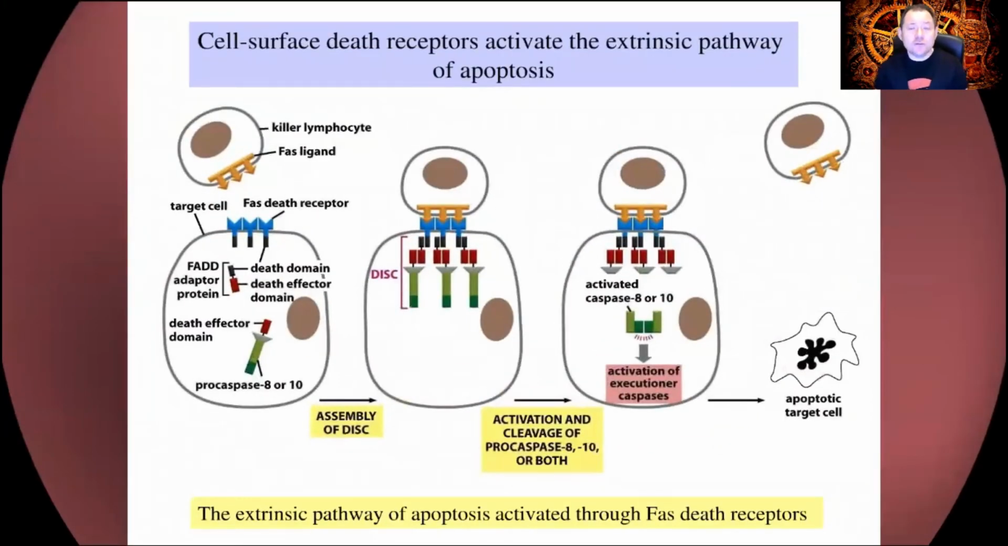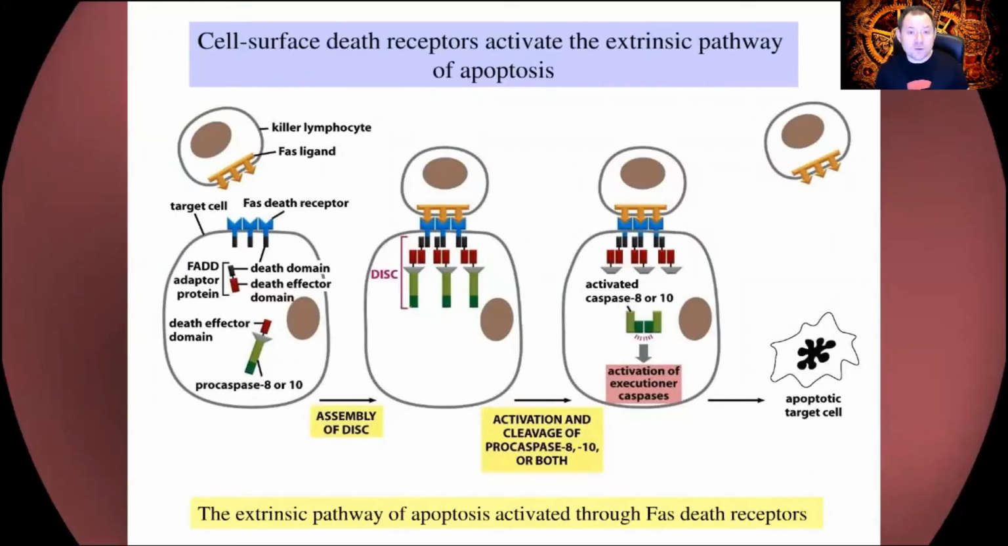Okay, so we're going to go through the two main pathways now. First, the extrinsic pathway. As I mentioned, the extrinsic pathway of apoptosis is when a cell is told to go into apoptosis, is triggered to go into apoptosis by a natural killer cell, a killer lymphocyte. So a circulating immune cell that notices the cell is damaged and triggers it to go into apoptosis.